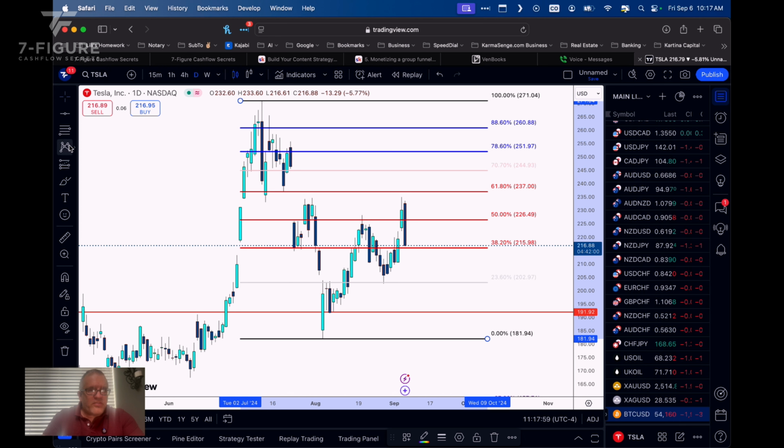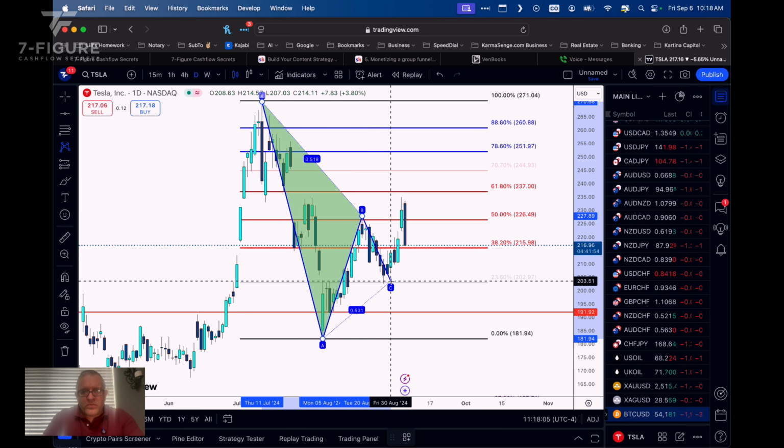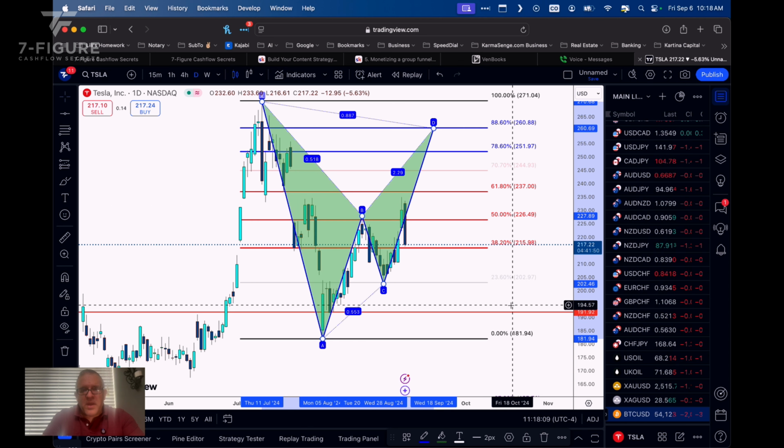Right now we have a 50% retracement here. So if I grab my pattern tool, we could see a bat pattern form here. Patterns are found all throughout the markets, and you can use them in any type of trading that you do. It doesn't just have to be currencies. I only trade currencies. That is all I do. The Forex, the FX market, that's all I trade.